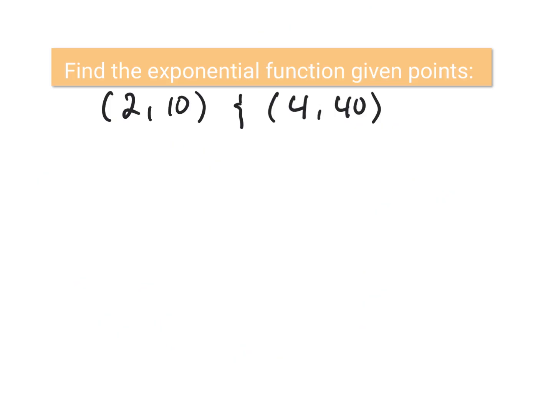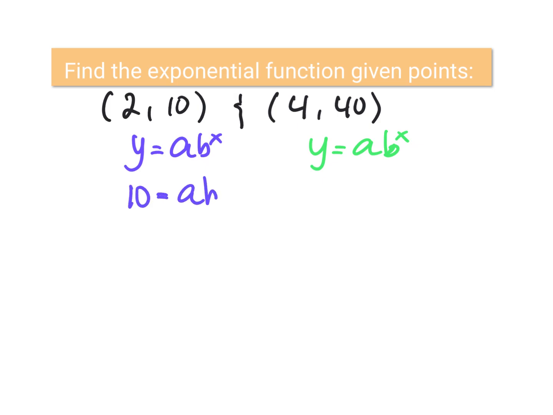Find the exponential function given 2 points. This time, we're going to say y is equal to ab raised to x. And the other one is still the same, y is equal to ab raised to x. Okay, let's fill up all the information here. So that's going to be 10 is equal to ab raised to 2. And in here is going to be 40 is equal to ab raised to 4.